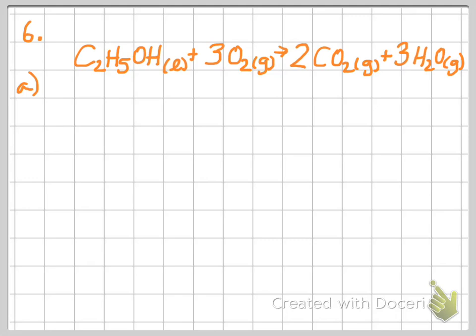Letter A asks us to interpret this equation in terms of numbers of molecules and moles. So in terms of molecules and moles, molecules really is kind of asking about representative particles. Because all of these substances are molecular compounds, they're all going to be molecules. Remember, to interpret in terms of representative particles, our coefficients tell us the relative numbers. So for representative particles, we're going to have 1 molecule of this alcohol.